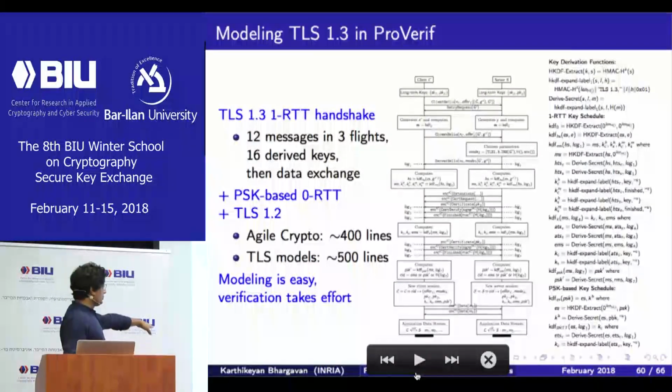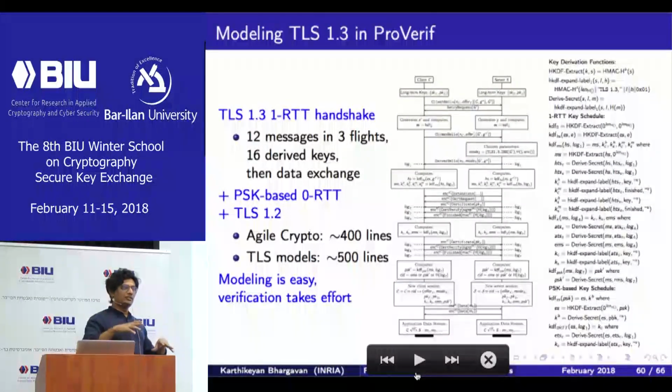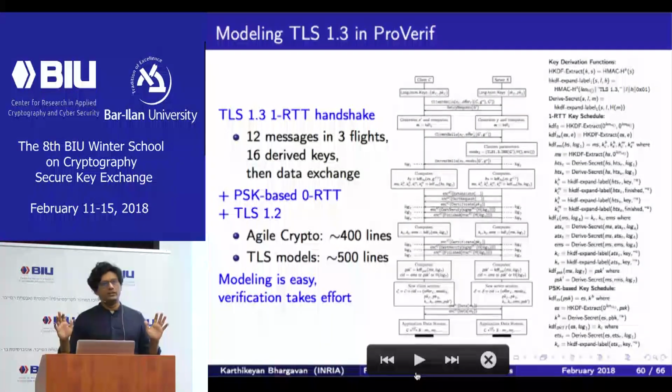The whole agile crypto model, which is basically all our weak assumptions, is about 400 lines, and the TLS models for both the protocols come to about 500 lines of ProVerif. So it's not so much, because we are really doing this at a high level. This is just a protocol model.